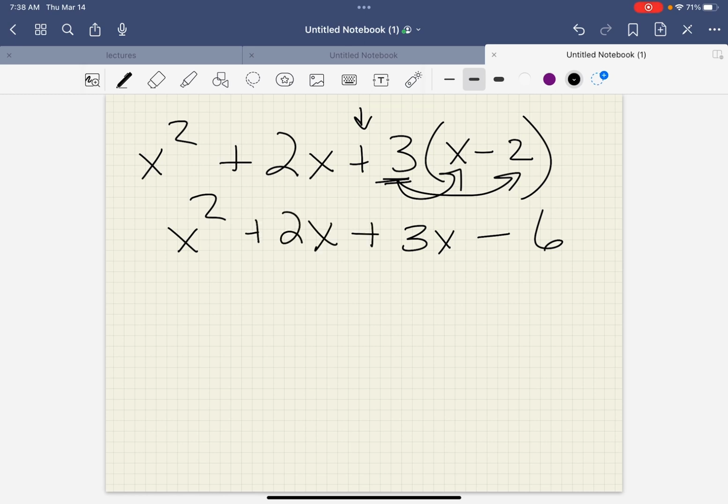Now we add any like terms that we have. We just happen to have 2x and 3x that can be combined. So we're going to go ahead and combine those. What's 2x plus 3x? 5x, right? Okay, so this is x squared plus 5x minus 6. Can't combine anything else because they are not like terms. Their variable doesn't have the same exponent.